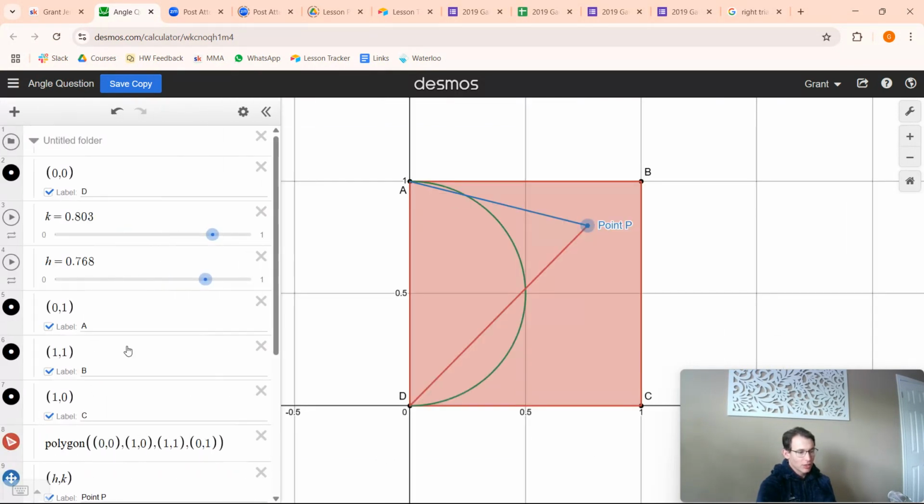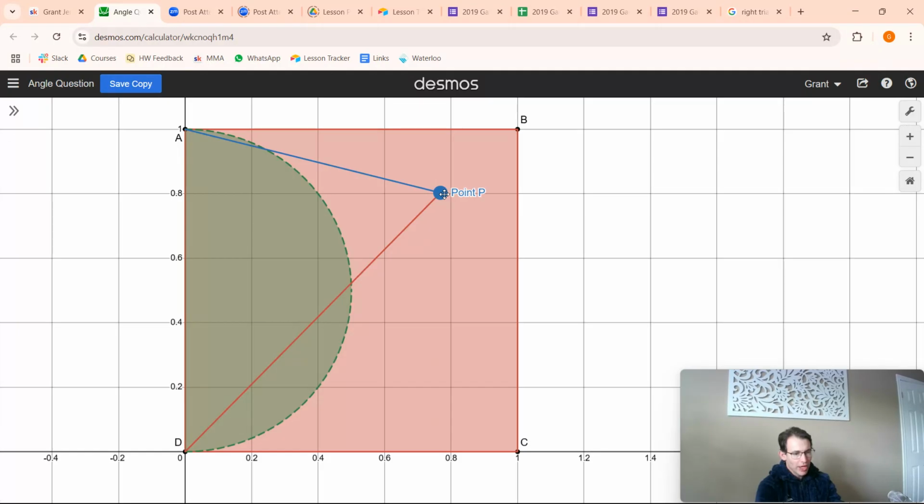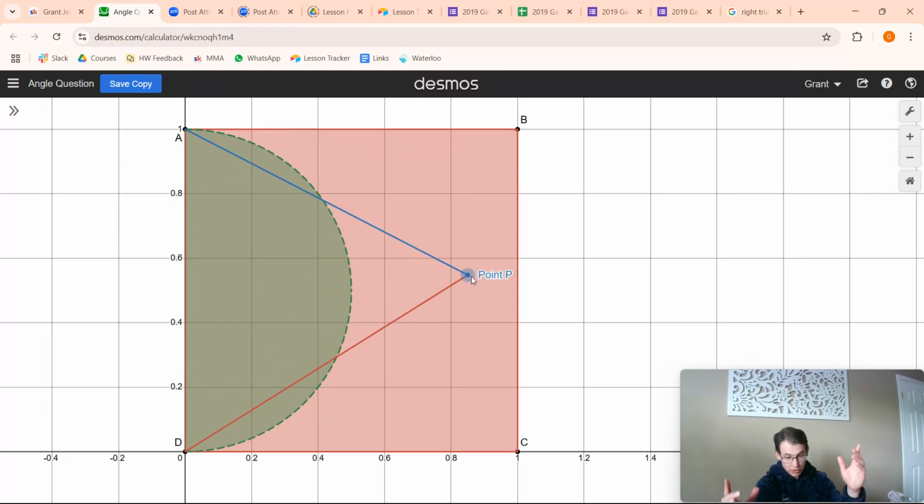Okay, so let's turn this into an inequality. I think it goes this direction. There we go. So now, what we're interested in is when is point P in this red area? What's the probability that if I just plunk point P down, it falls in the red area and not the green area? That's how we'll find the probability: the areas of the two parts of this square.